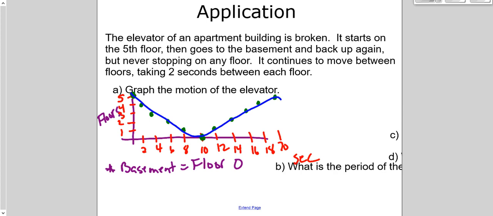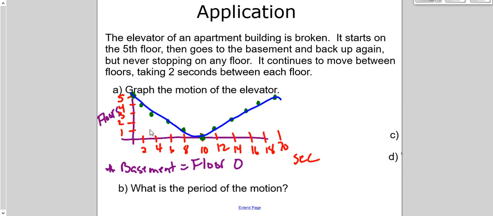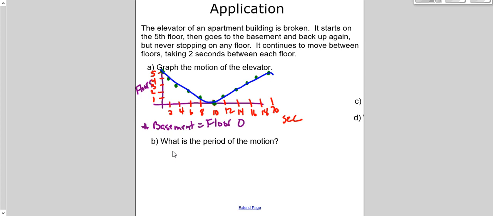All right, so next question. What's the period of the motion? So the period, remember, is that length of time it takes till it starts repeating. So it goes down and it goes back up, and then it would start repeating itself again. So we can see from our graph that 20 seconds is the period.